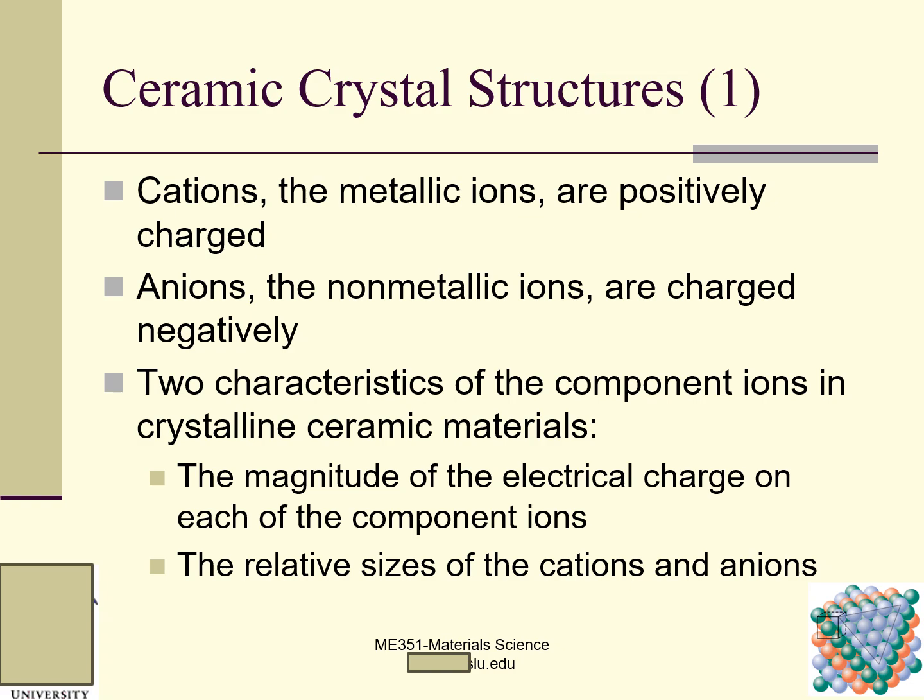And two characteristics of the component ions in crystalline ceramic materials include the magnitude of the electrical charge on each of these component ions, and the relative sizes of the cations and anions. Because these two factors will determine the ceramic crystal structures.